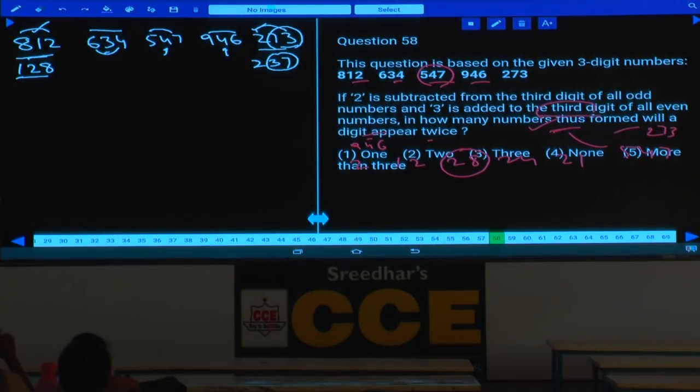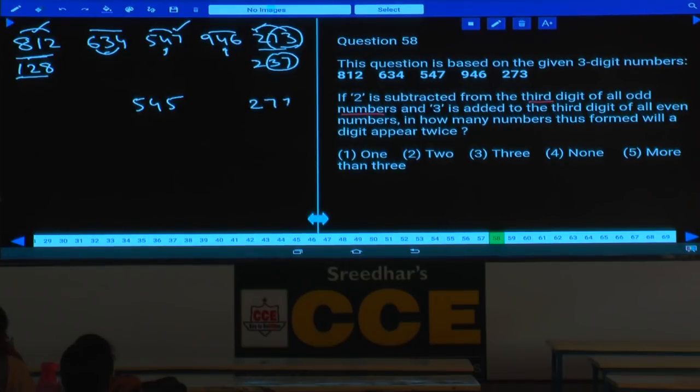Then 58, if 2 is subtracted from the third digit of all the odd numbers, how much is subtracted here? 2 is subtracted from which one? From the third digit. 2 is subtracted from the third digit of all these odd numbers. Now this 547 will be hence 545, because 2 is subtracted from 7. And similarly 273 is another odd number. Now in this one, if 2 is subtracted from the last digit, it must be 271.